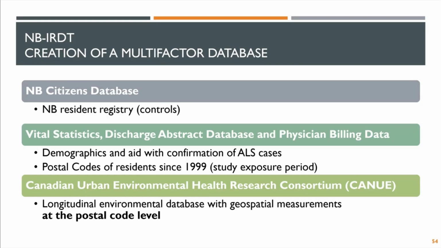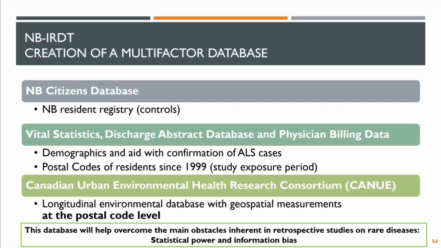We also have the postal codes of residents using these databases since 1999. So even the people from 2003, we could have as much as 4 years, and onwards we could have even more years of exposure that we could look at before the diagnosis. And most recently, they got CANUE data, Canadian Urban Environmental Health Research Consortium, which has longitudinal environmental data with geospatial measurements at the postal code level. That's a lot better than 4 to 30 kilometers. So that's very precise. This database will overcome the main obstacles of past studies on rare disease: statistical power improved, and we're not relying on questionnaires, so we might greatly reduce our information bias.